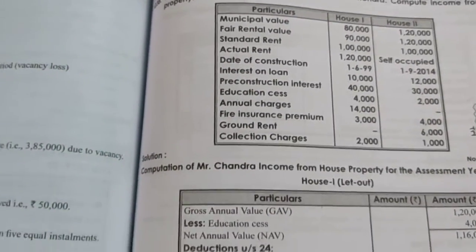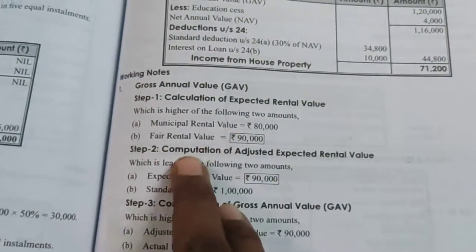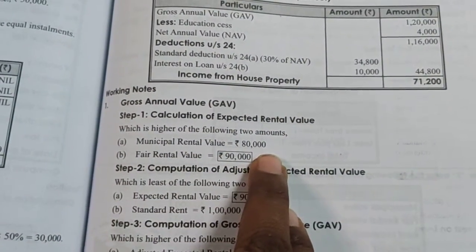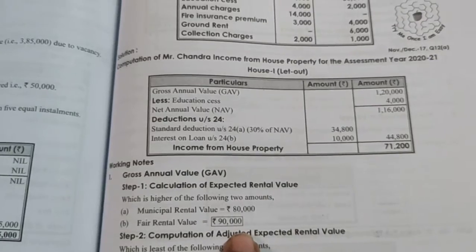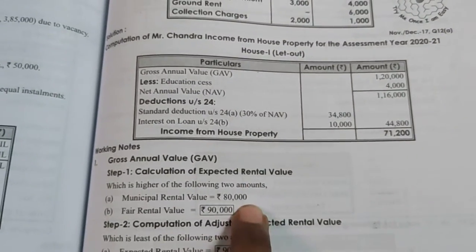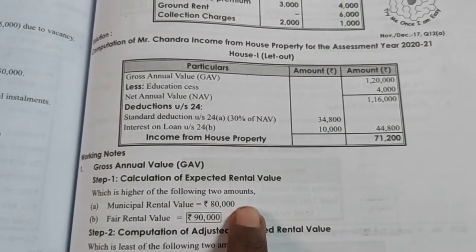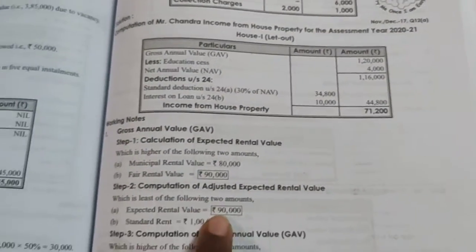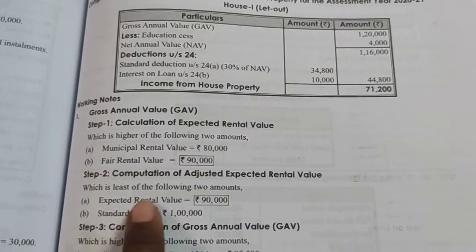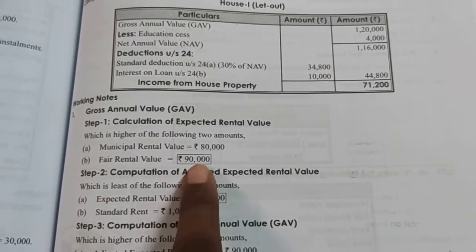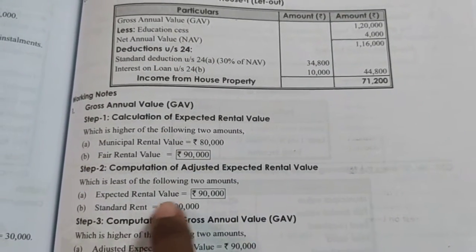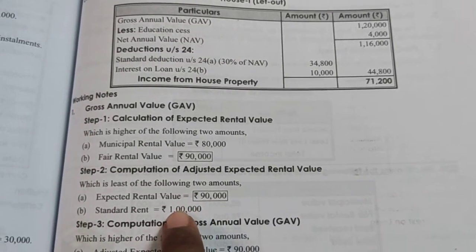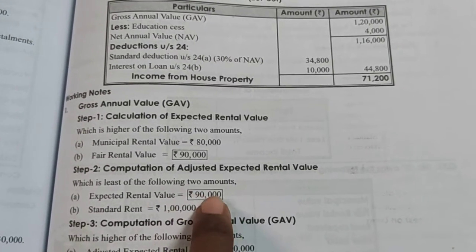For calculating GAV, we need MRV and FRV. MRV is 80,000 and FRV given in the question is 90,000. The higher value will be the GAV. Next we calculate the adjusted ERV. We have 90,000 here, and the standard rent given in the question is 1 lakh. The least value will be the adjusted ERV.